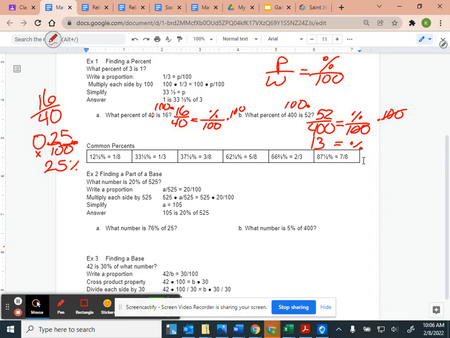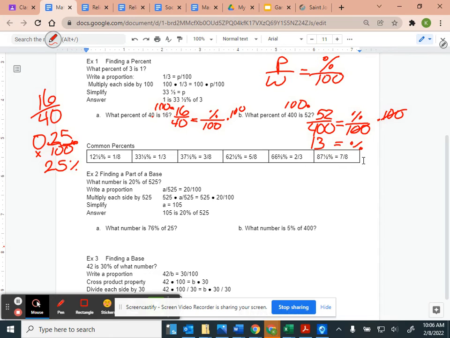So there's the two different ways you can do it. You can plug in that part over the whole equals percent over 100. You can divide that part by the whole and then multiply by the 100, or you can multiply by the 100 and then divide it by that whole. I see what I did wrong. I put 42, not 52.